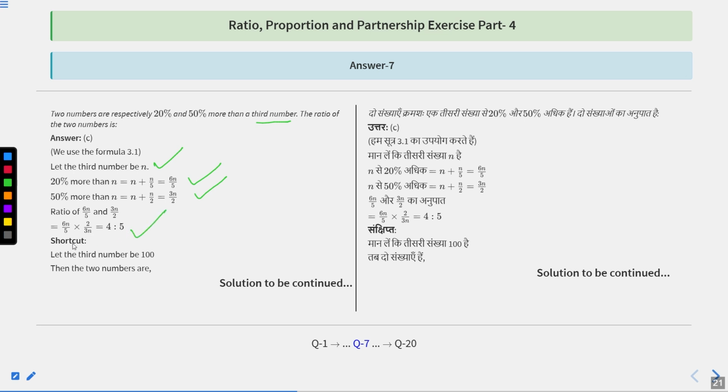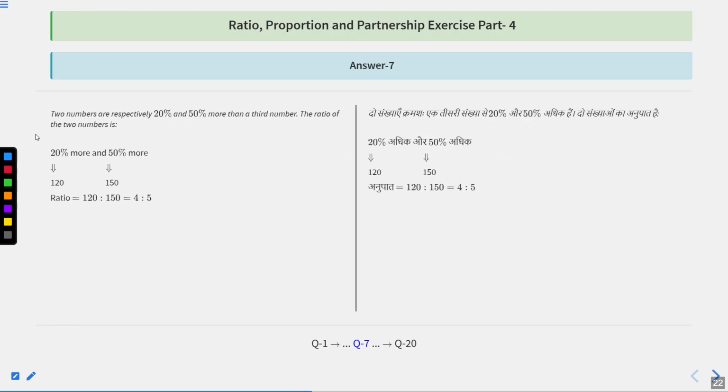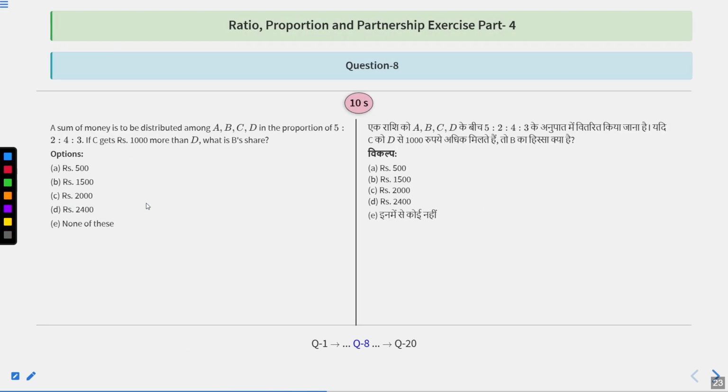Clear? So we can use a shortcut. Let the third number be 100. Then the two numbers, according to the question, are: 20% more, the number becomes 120. 50% more, the number becomes 150. We make the ratio 120 ratio 150. When we solve it, we get 4 ratio 5. Clear? Next one.